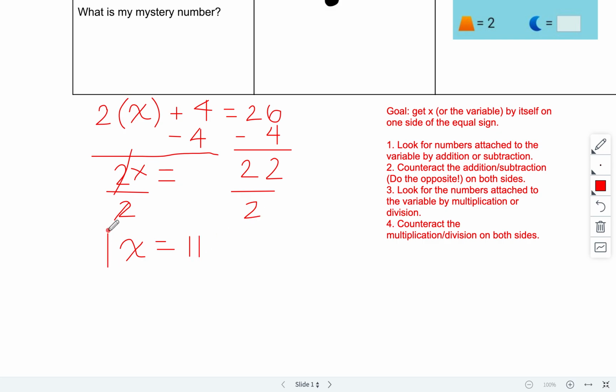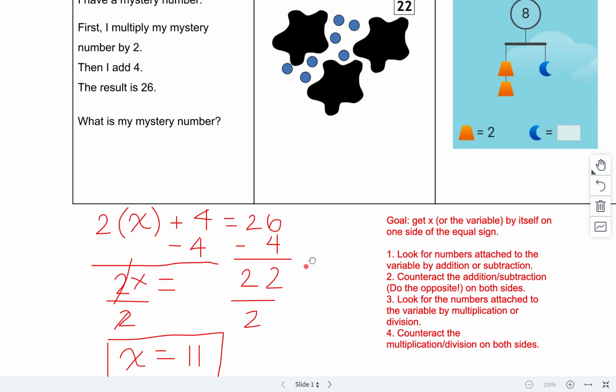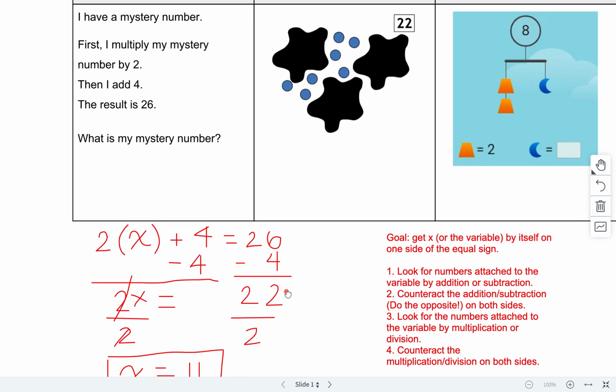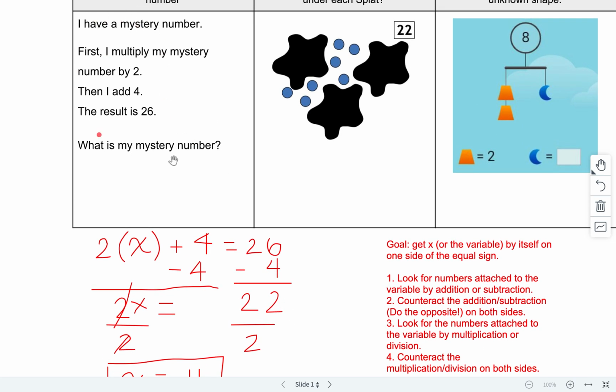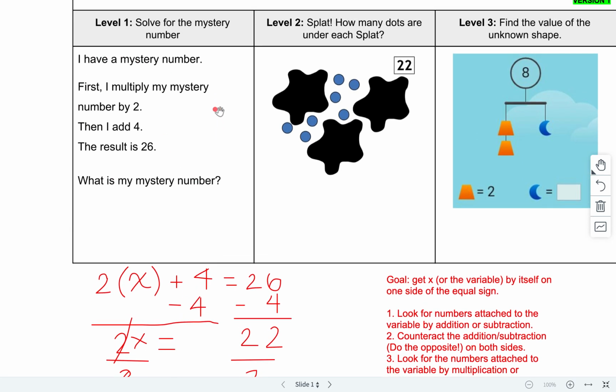So we've now solved for our mystery number. And the best thing to do in these cases is to always just check. So if we just follow the steps listed to us in the original problem, we can see whether or not we get the end result 26.